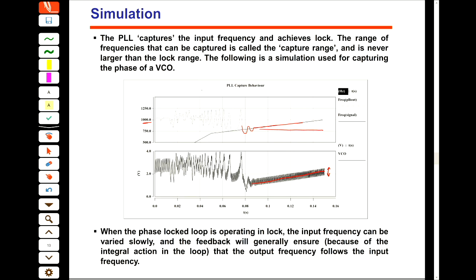Okay. And as you mentioned, we have this capture, and I mean the capture range and the lock range. Okay.